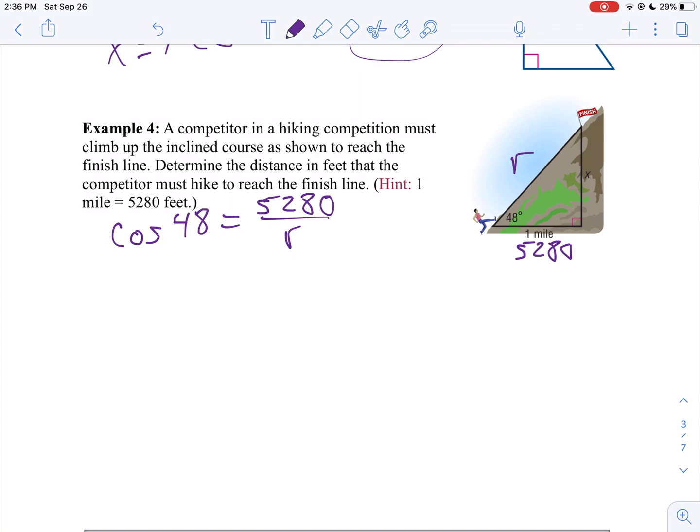So let's use our property of reciprocals. I'm going to take the reciprocal of both sides. Well, the reciprocal of 5,280 over r is r over 5,280. The reciprocal of cosine of 48 degrees is actually secant of 48 degrees, but we don't have secant on our calculator. We actually do, we just don't see it. But I'm going to write it as 1 over the cosine of 48 degrees. Then to solve for r, we multiply both sides by 5,280.